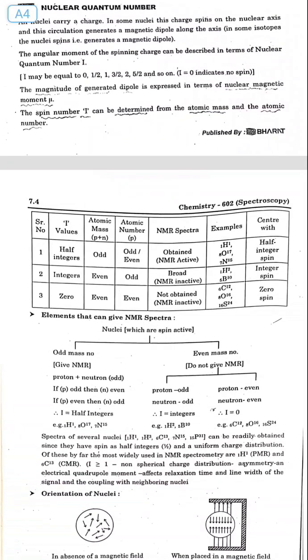Here is the resonance condition also. When radio frequency radiation is applied, nuclei absorb energy and move from a lower energy state to a higher energy state. So you can remember this. This absorption occurs when the energy of the RF radiation matches the energy gap, that is delta E is equal to h nu. This condition is called resonance, hence the name nuclear magnetic resonance.